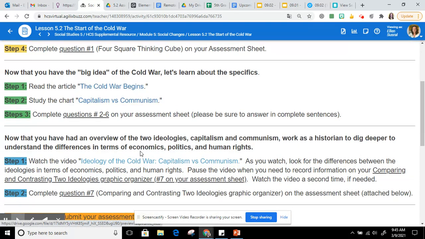Your second part, now that you have the big idea of the Cold War, let's learn about the specifics. Step 1, you're going to read the article, The Cold War Begins, and I will have an attachment for the audio. I just don't have it completed yet. So you're going to read the article or listen to it, and then you're going to study the chart, Capitalism versus Communism. So you're going to read the article, view the chart, and then you're going to complete questions 2 through 6 on your assessment sheet. Okay, so we can take a look. You've got your article here, and again, I'll attach the audio.